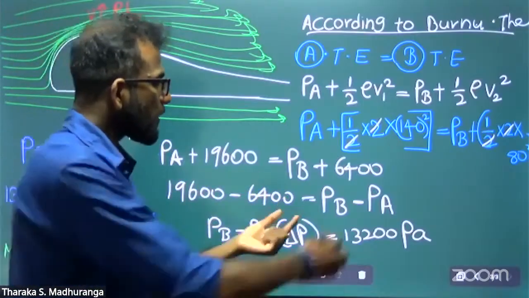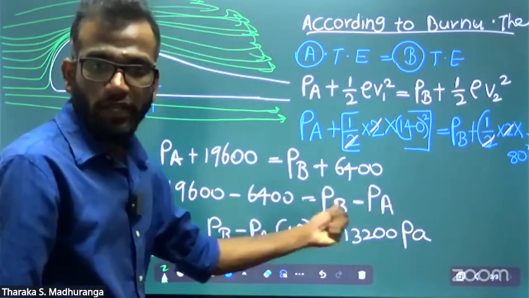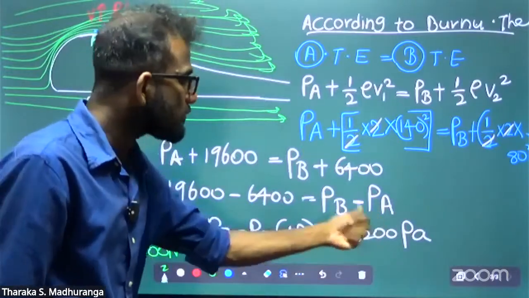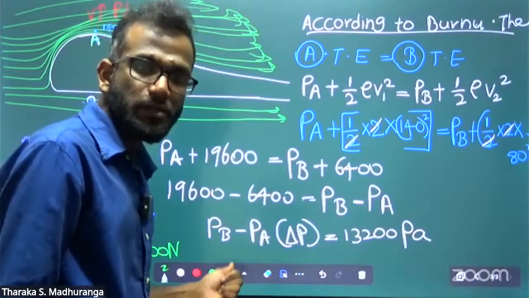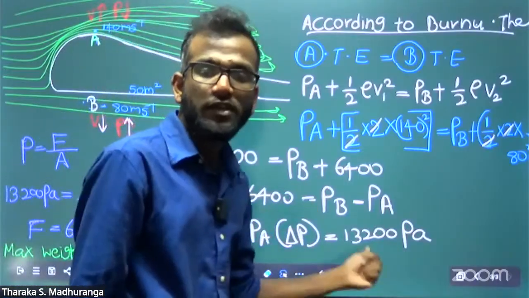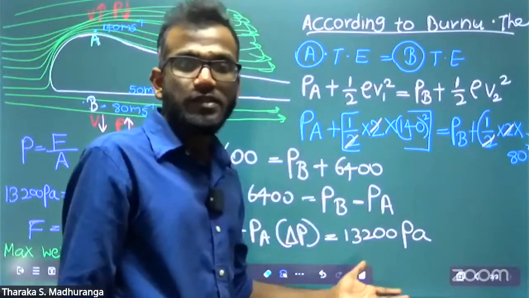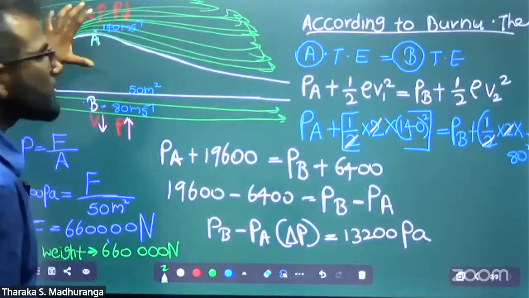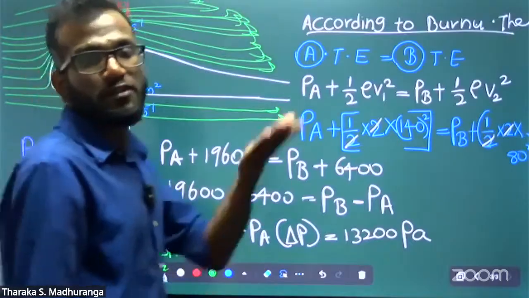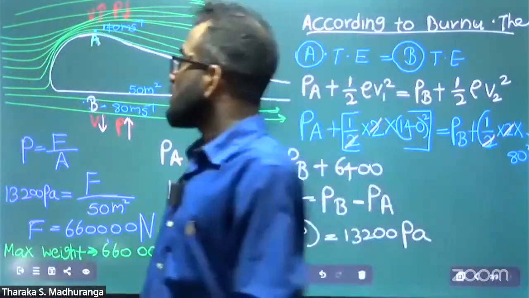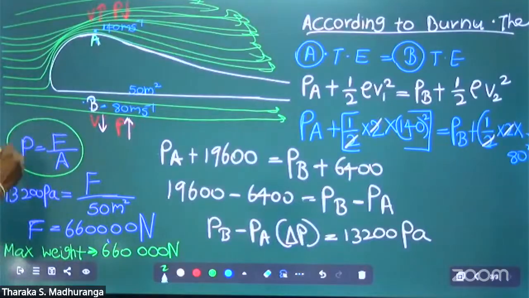Therefore I isolated PB minus PA: higher pressure minus lower pressure is the pressure difference. This pressure difference value is 13,200 Pascal, between the lower side and upper side. Due to this pressure difference, the force is exerted on the wing area. Now you already know the simple equation: the pressure difference is a pressure value, pressure equals F over A. The area is given in the question, 50. Now isolate the F.